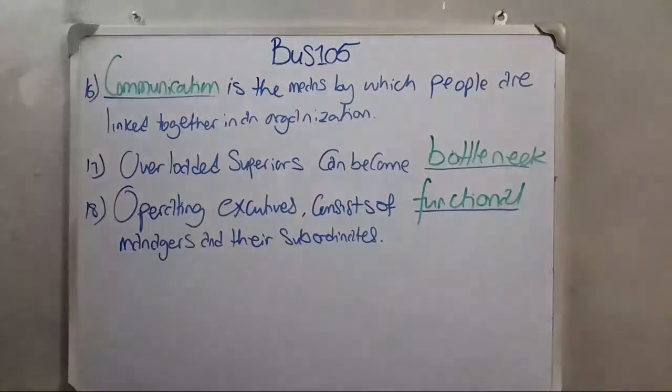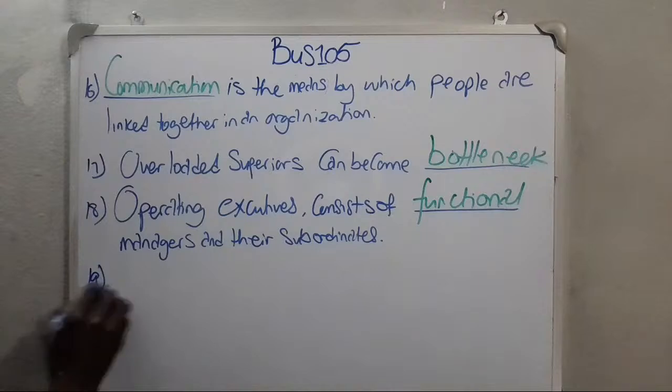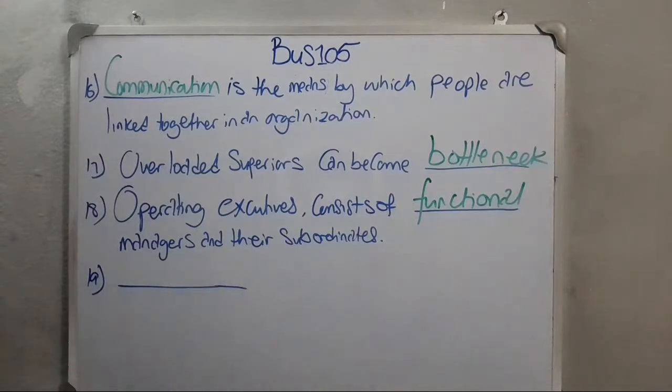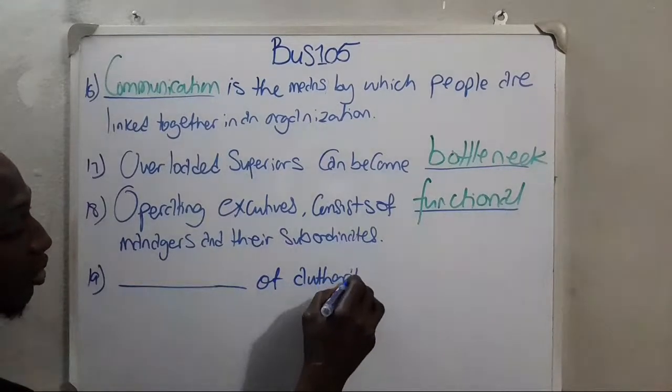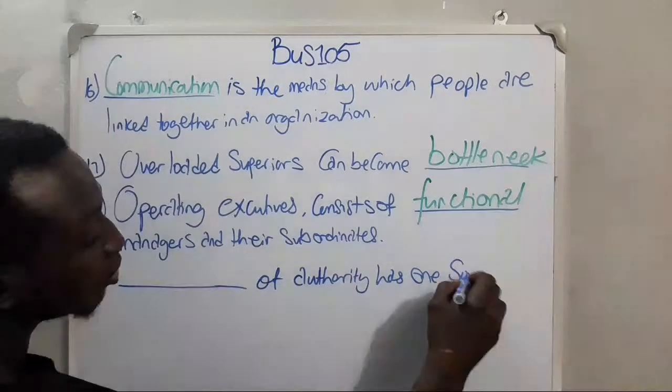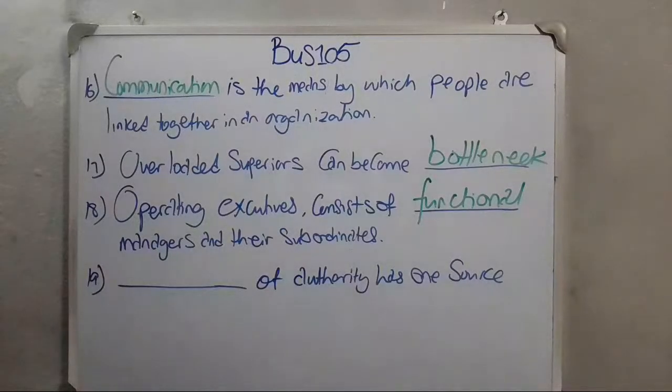Functional. Okay. Now let's take some other questions. Now, dash authority is said to be, dash of authority has one source.